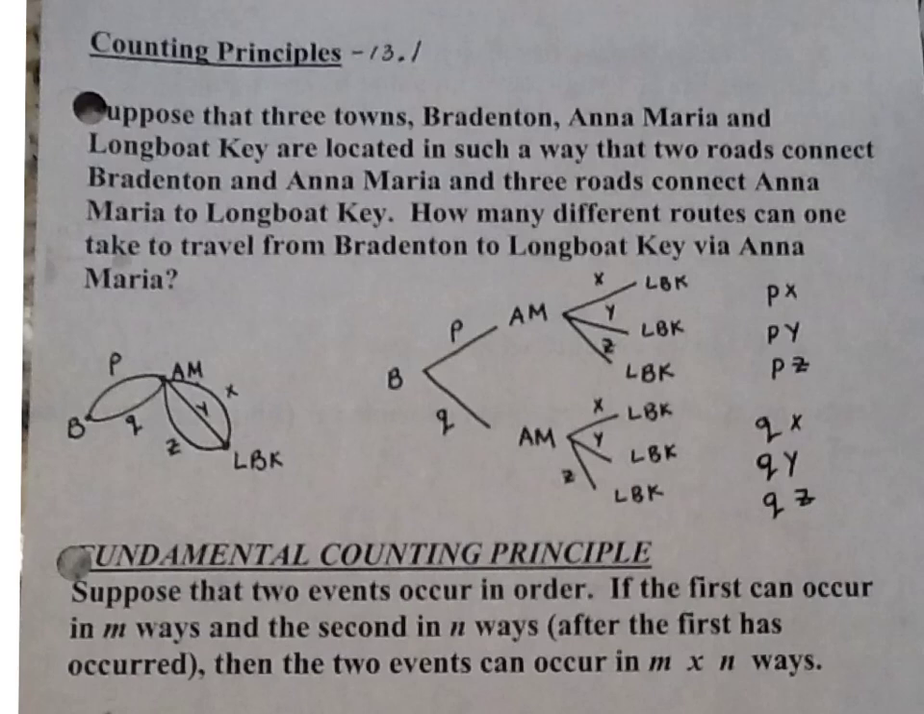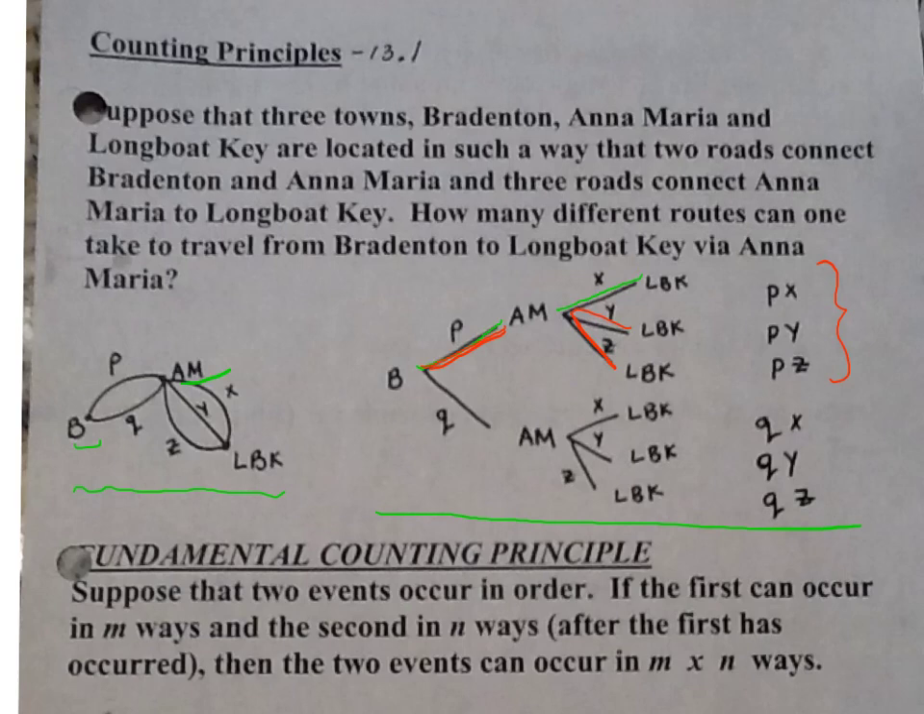So if you look at this picture here, it's a little directional thing. If I go from Bradenton B to Anna Maria, I could take road P or road Q. Then to get from Anna Maria to Longboat, I could take roads X, Y, or Z. So if I do this picture over here now, you can see it all laid out. For instance, here would be Route 1: Bradenton over road P to Anna Maria, then road X to Longboat. Or, what if I took the same road P, but then I take Y to Longboat, or P to Z. So here are my three different routes to get from Bradenton to Anna Maria using road P.